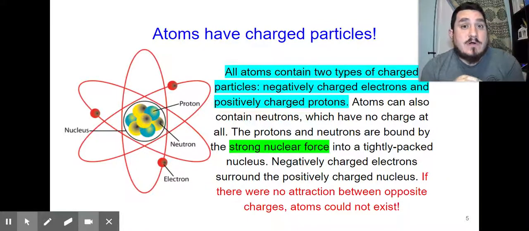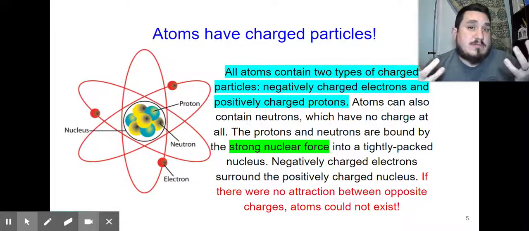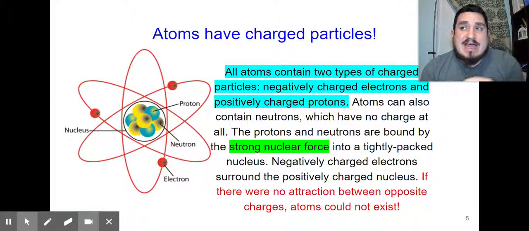Eventually you can't have too many protons, and it doesn't matter how many neutrons you have in there, the atom will simply break apart, and that's called radioactive decay, and that is very, very common for radioactivity.